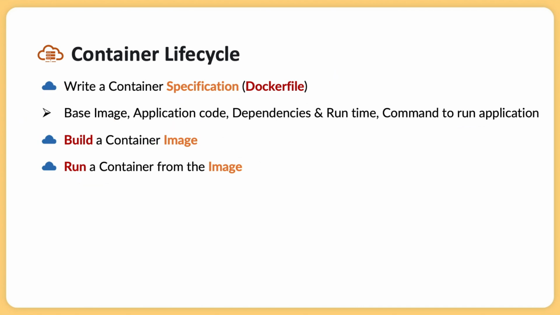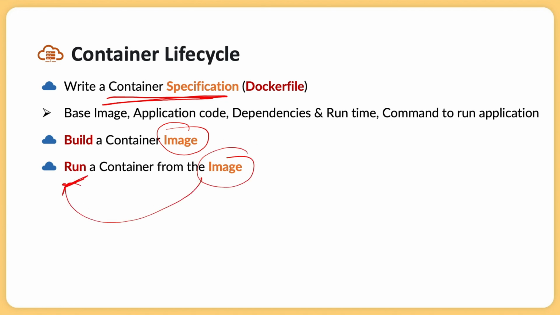Now, so this is the container life cycle. So if you need to run the container, what you need to do? First things first, you need to write the container specification. Then you need to build an image from the container specification. Then using this image, you can run the container.